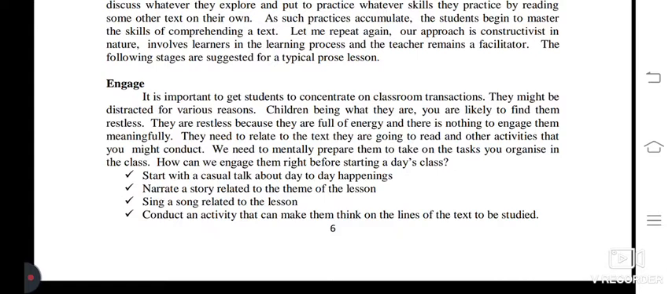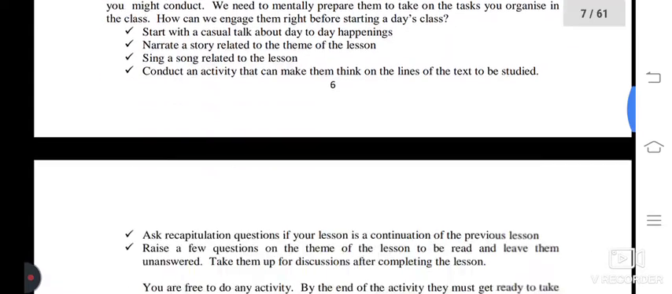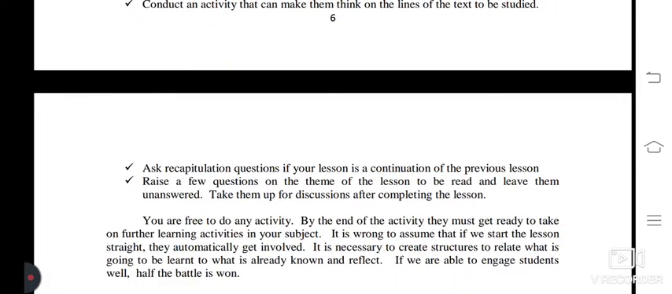How can we engage them right before starting the class? Start with a casual talk about day-to-day happenings. Narrate a story related to the theme of the lesson. Sing a song related to the lesson. Conduct an activity that can make them think on the lines of the text to be studied. Ask recapitulation questions if your lesson is a continuation of the previous lesson. Raise a few questions on the theme of the lesson to be read and leave them unanswered. Take them up for discussions after completing the lesson.